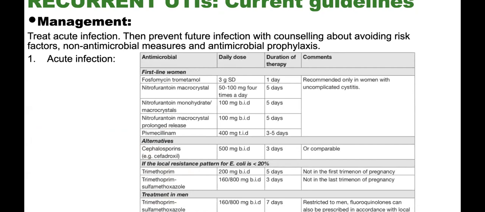So management of UTIs, we first have to start off by treating the acute infection that the patient presents with at the time. This is just the table from the European guidelines with recommended antibiotics in terms of treatment of UTIs. So first line antibiotics, alternative antibiotics, and when you're in a region where there's resistant patterns for E. coli, there's recommended antibiotics for that.